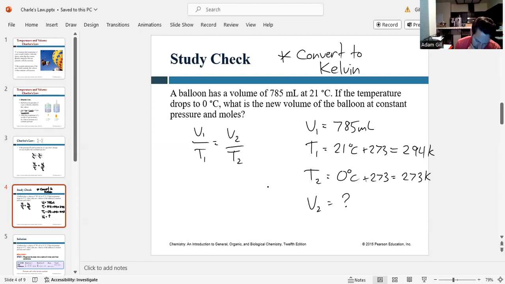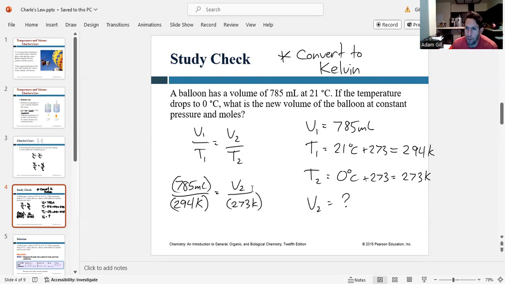So let's plug our numbers in here. So volume 1 is 785 milliliters. Temperature 1 is 294 Kelvin. New volume is what we're looking for, and the new temperature is 273 Kelvin.